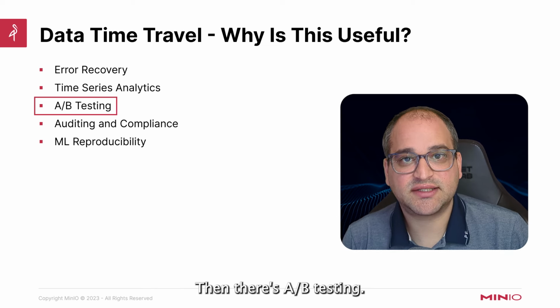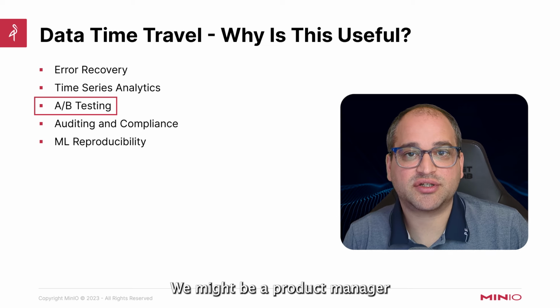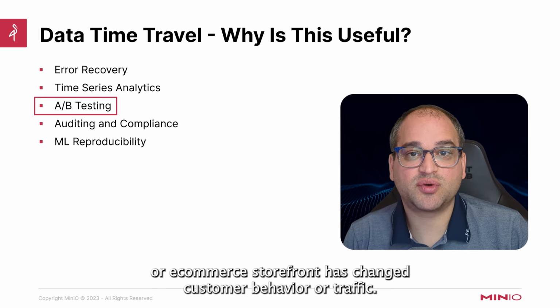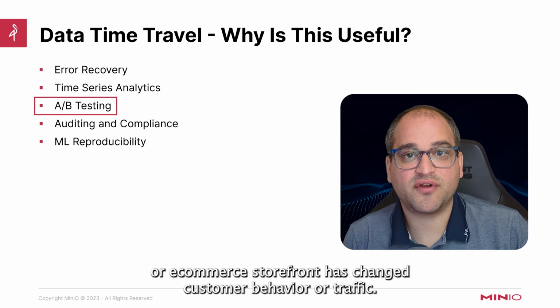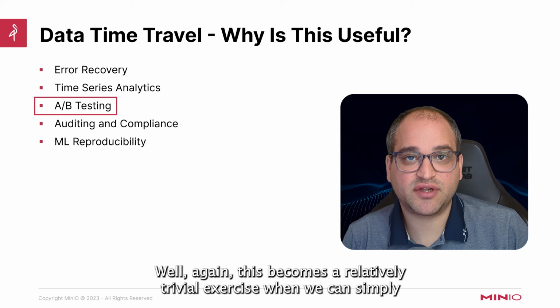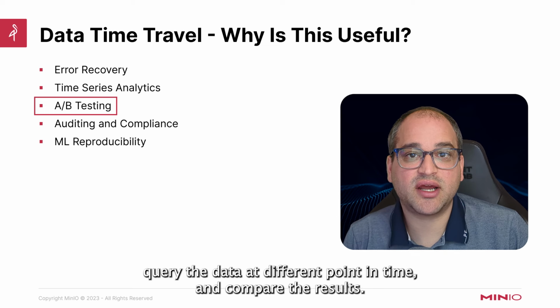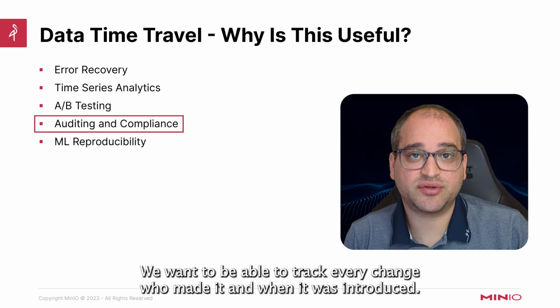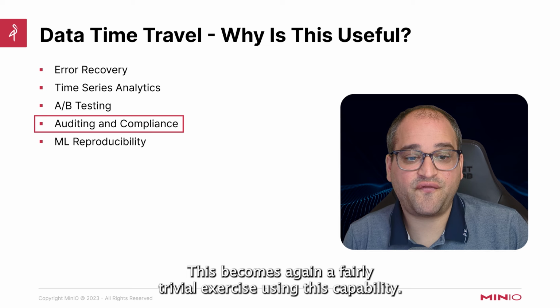Then there's A/B testing. We might be a product manager, and we might be looking at how a particular change on our website or e-commerce storefront has changed customer behavior or traffic. Well, again, this becomes a relatively trivial exercise when we can simply query the data at different points in time and compare the results. There's, of course, auditing and compliance. We want to be able to track every change, who made it, and when it was introduced. This becomes, again, a fairly trivial exercise using this capability.